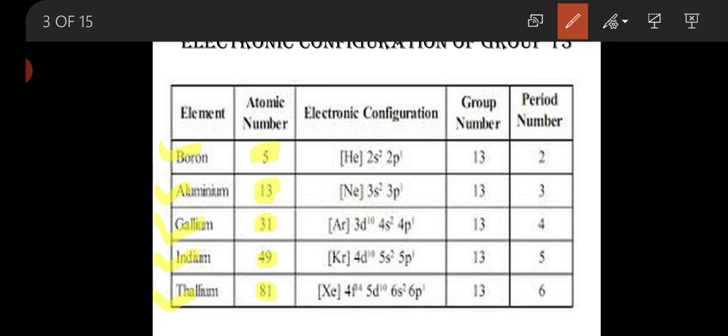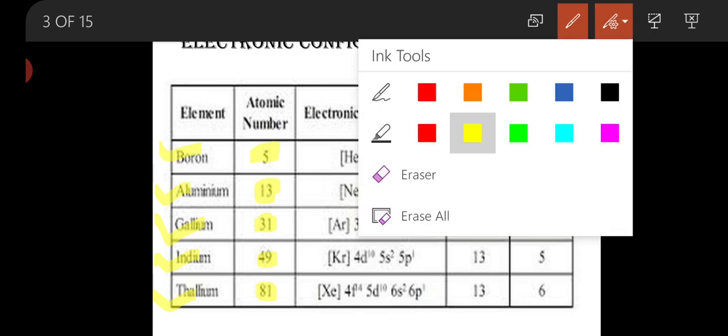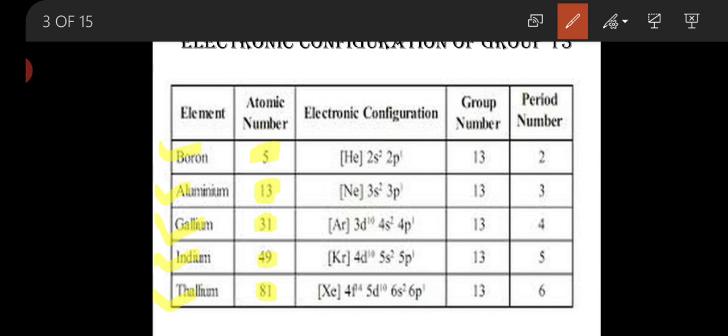Now, how to remember these elements? There are simple tricks. These elements are represented by symbols. The symbol for boron is capital B. Aluminium is Al. Gallium is capital G and small a. Indium is capital I and small n, and thallium is capital T with small l.